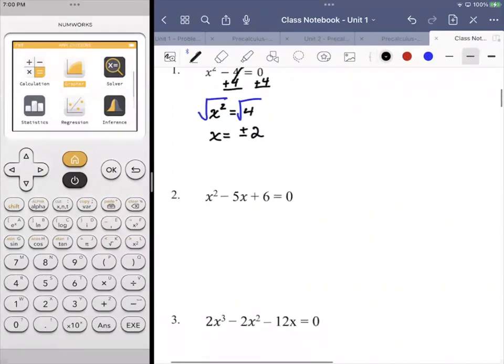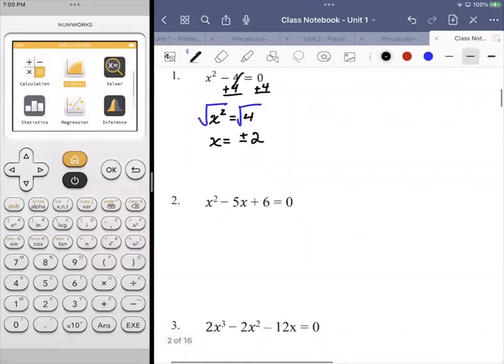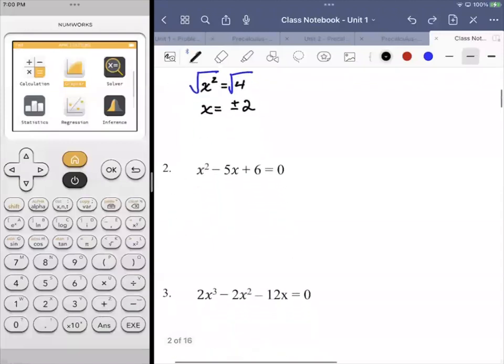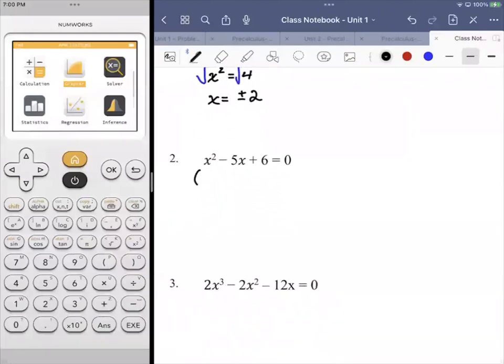Number 2's level of difficulty is exclusively based off of your factoring ability. If you're a good factorer, then this is no problem whatsoever. If you're not, then it might take a little bit more time. But this is a trinomial. And if we're going to factor, then it has to be factorable. If it's not factorable, then you want to be using the completing the square method. We'll get to that in a minute.